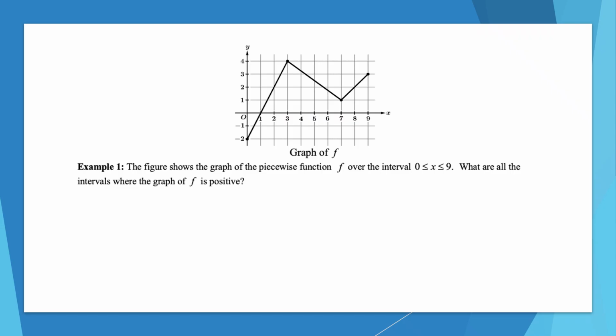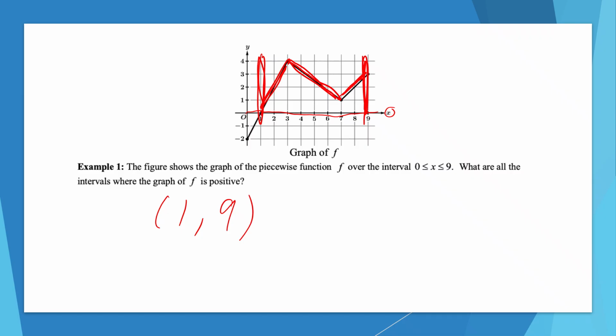All right, now let's try example 1, our first example of the school year. The function shows a graph of piecewise function f over the interval from 0 to 9. Where are all the intervals where the graph of f is positive? So basically, what I like to do is draw a line at the x-axis here, and then just look at where this graph is above the x-axis, which is from our x value of 1 to our x value of 9. This is the portion where it is positive. So I'm going to say there's multiple ways that you can express your answer here. You could say 1 to 9.